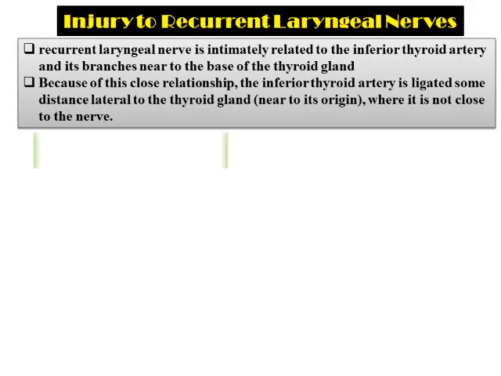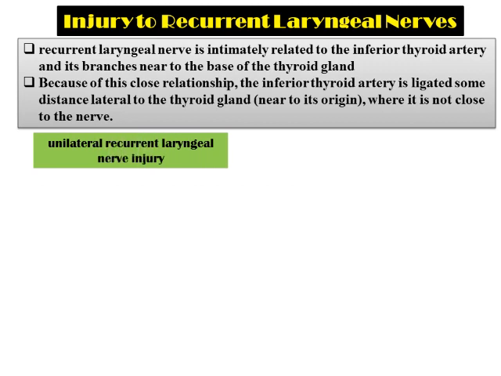Injury to the recurrent laryngeal nerve. This recurrent laryngeal nerve is related to the inferior thyroid artery and its branches near the base of the gland. So in thyroidectomy, the inferior thyroid artery is ligated some distance lateral to the thyroid gland, near its origin, to avoid injury of this nerve.